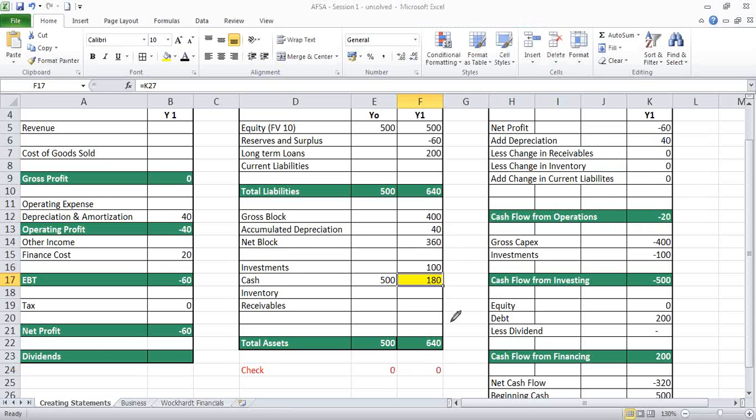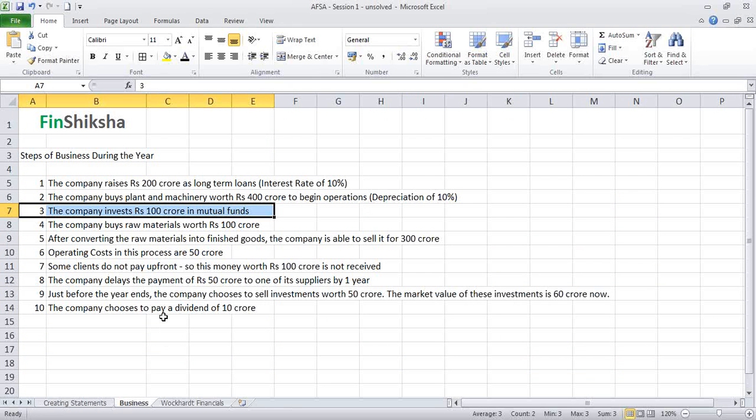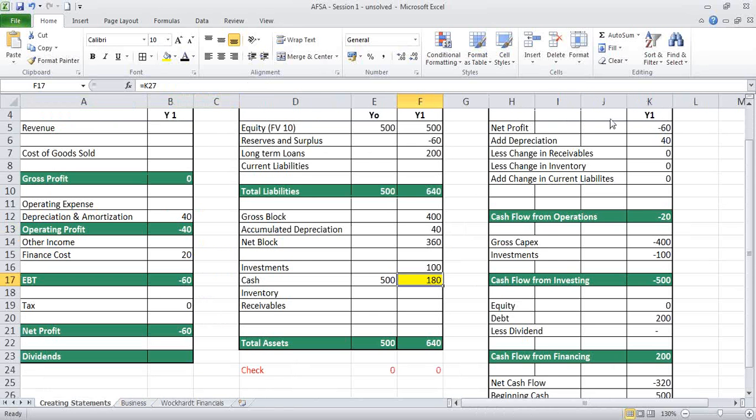Another one of those transactions, which is a rearrangement of items on one side, does not change the overall value of the assets. That remains at 640. The balance sheet continues to remain balanced at this stage. Now the company goes and buys raw material worth 100 crore in the next stage. This stage of buying raw materials worth 100 crore should change the inventory of the firm.